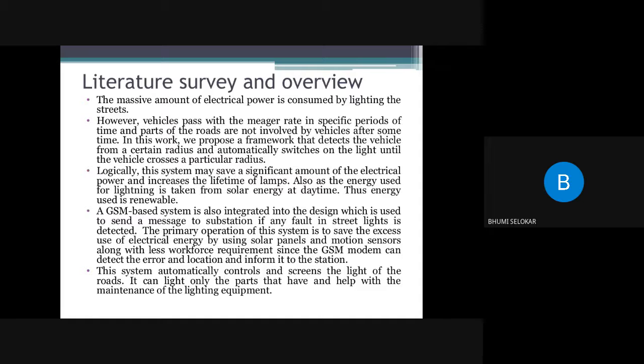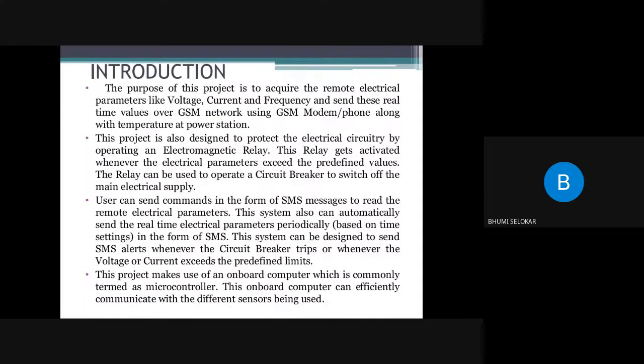Introduction. Since the GSM modem detects an error and its location with the help of communication technology, the information is sent to the nearby substation. The substation informs the operator by sending an SMS. In such a way, a number of stations can be connected to a substation with the help of this technology.